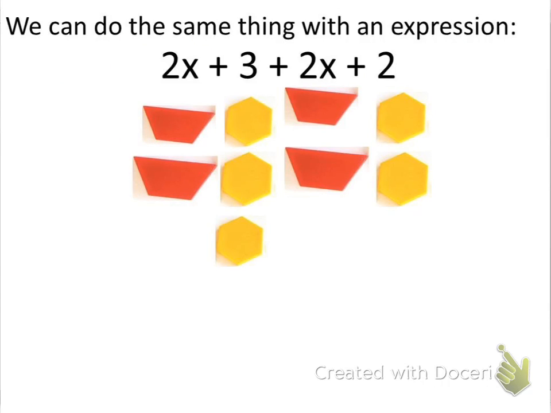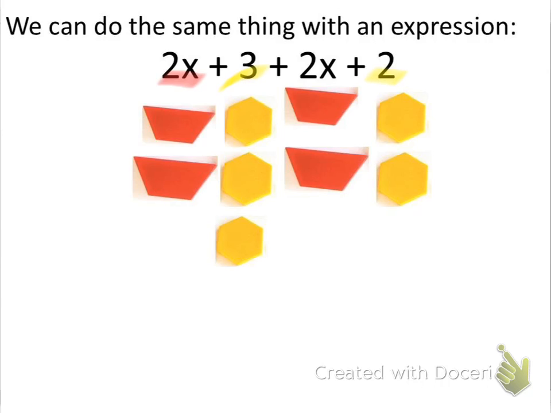So here's an expression, 2x plus 3 plus 2x plus 2. What I've done is I used different color of blocks to represent the different terms in our expression. So anyone with an x was matched up with the red shapes. Then anyone that didn't have an x was lined up with the yellow shapes.